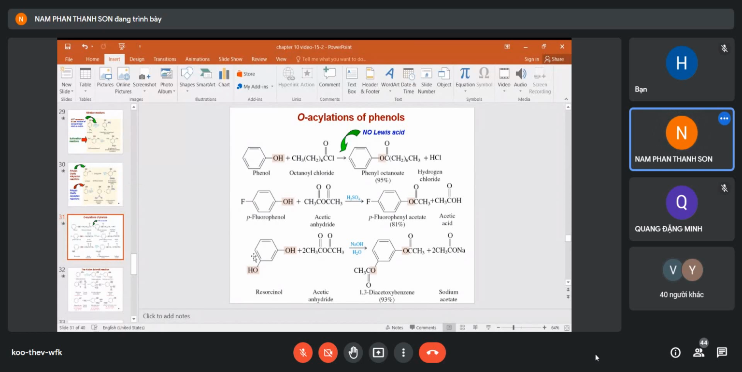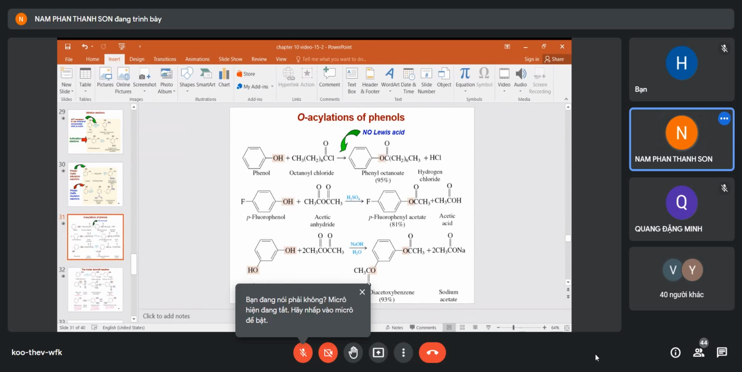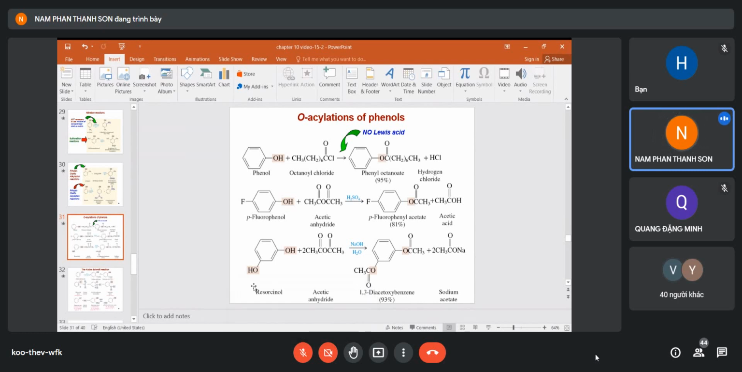Normally people don't carry out that reaction. Everyone take a note here. The note is, do not carry out the esterification reaction between phenol and carboxylic acid. I say again, do not carry out the esterification reaction between phenol and carboxylic acid.